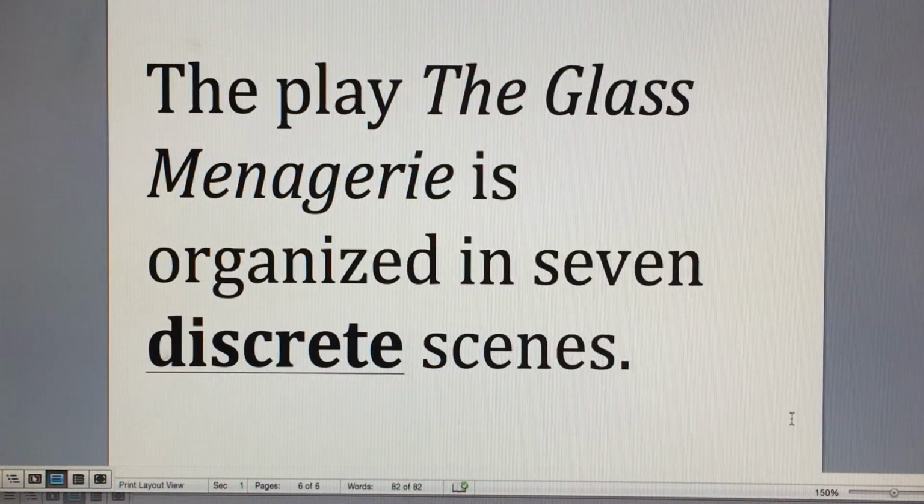Hello, this is Maestro X, and I'm going to go over the Level 2 Academic Word of the Day, discrete, for Week 1, Quarter 4. Let's take a look at the flashcard.